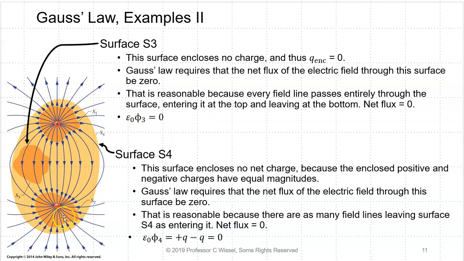Surface S4 is this one that encloses both charges. This surface, however, encloses no net charge because this is positive and that's negative, and they're equal in magnitude. So that sums up to 0. So Gauss's law requires that the net flux of the electric field through this surface be 0. That's reasonable because there are as many field lines leaving the surface as there are entering it. So net flux equals 0. So epsilon naught phi 4 equals positive Q minus Q equals 0.